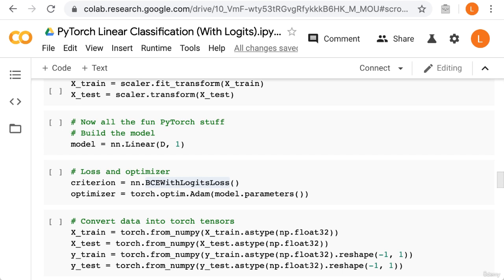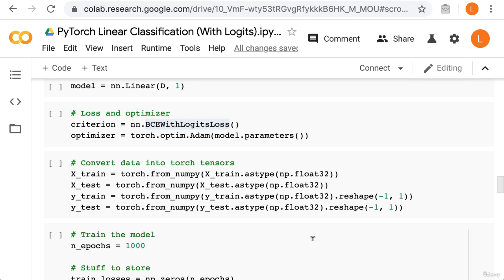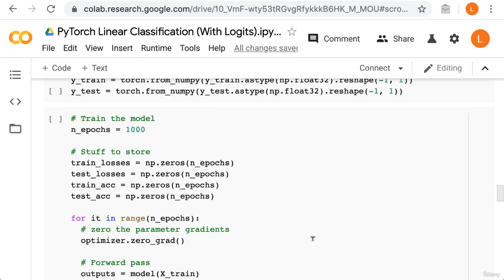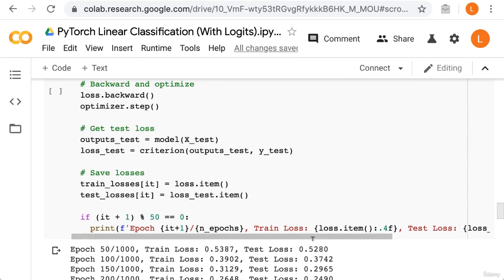Then, when we create the loss function, we use BCE with Logits loss instead of BCE loss like we were earlier. As its name suggests, this function calculates the binary cross entropy loss directly from the logits. As you can see, everything after this is the same as well. So our training loop is the same and we get the same results.